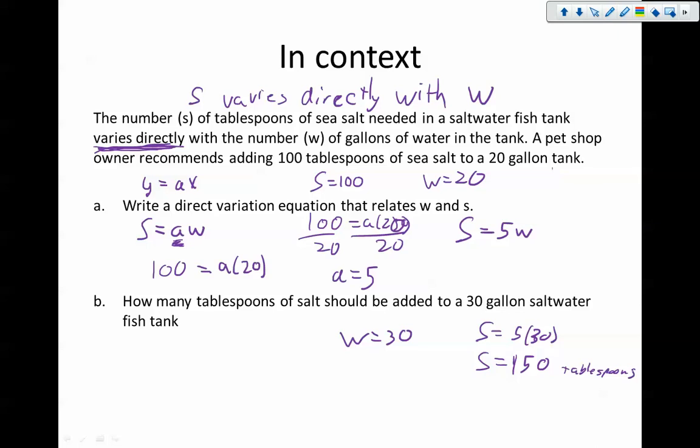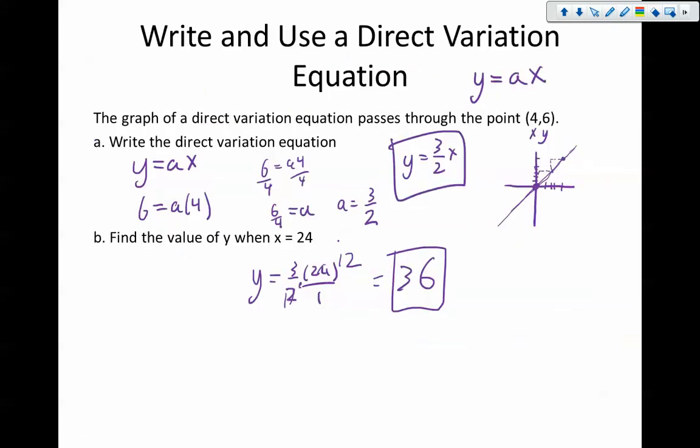So again, the hardest part about this one is the first part, where we decide what kind of equation this is. S varies directly with W tells me that S equals AW. As W changes, it affects and changes the S at a constant rate. Once we do that, it's just like the previous problem. Find out what your S and W are, in this case 100 salt and 20 gallons, and then we plug it in and find the A. Just like we did over here, where we had the x and the y giving us those values.